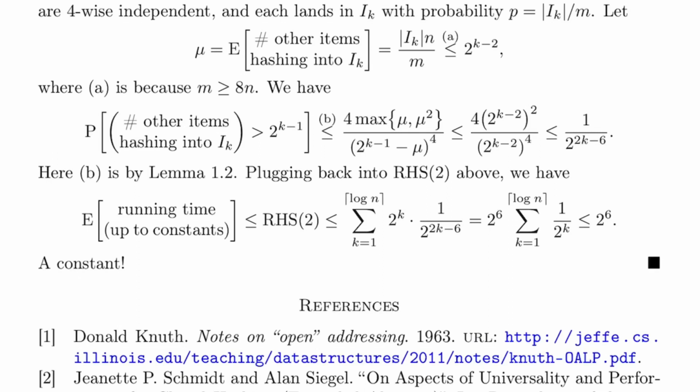Plugging back into the right-hand side above, we have that the expected running time up to constants is at most the sum, as k goes from 1 to log n, of 2^k times the upper bound we just got, 1 over 2^(2k-6). This is equal to 2^6 times the sum as k goes from 1 to log n of 1 over 2^k, which is at most 2^6. In particular, a constant.